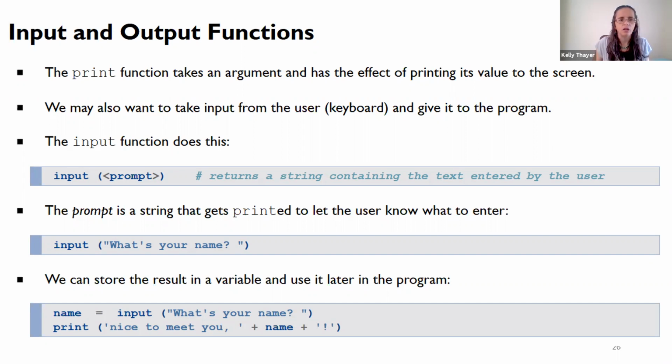So the input function uses this prompt, which is a string, prints that to the screen, and then the user can input some information, which will then be returned to the program. If you want to store that information for later use, just like with any other function, you need to have a variable that will capture it. So here we have name, which is going to capture whatever the user types because it will be returned by the input function. Then we can use that information to do something else. Here, for example, we're printing back a greeting message to that user.